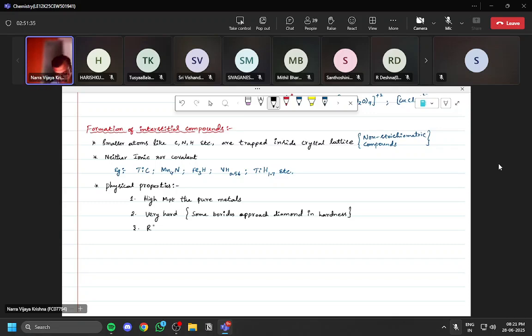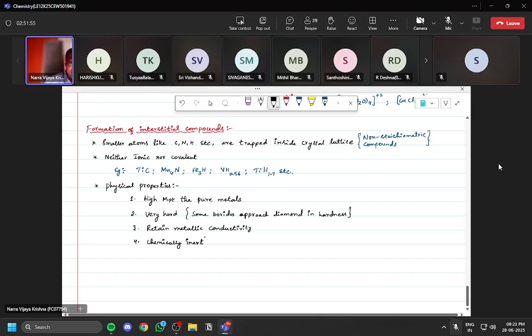Next, they retain metallic conductivity. Fourth point, they are chemically inert. These are the 4 physical properties of interstitial compounds, right? Next, sir.